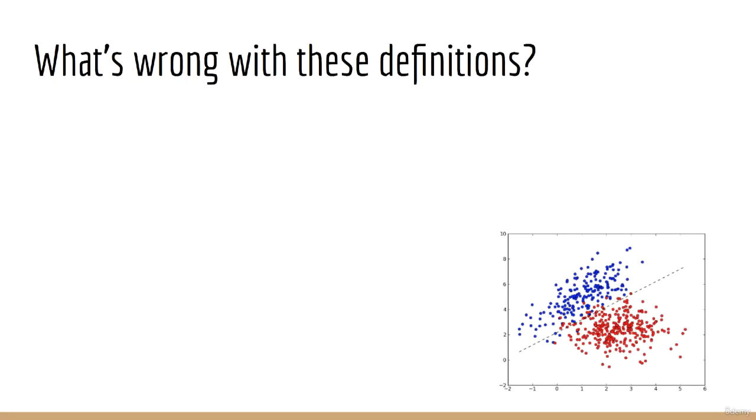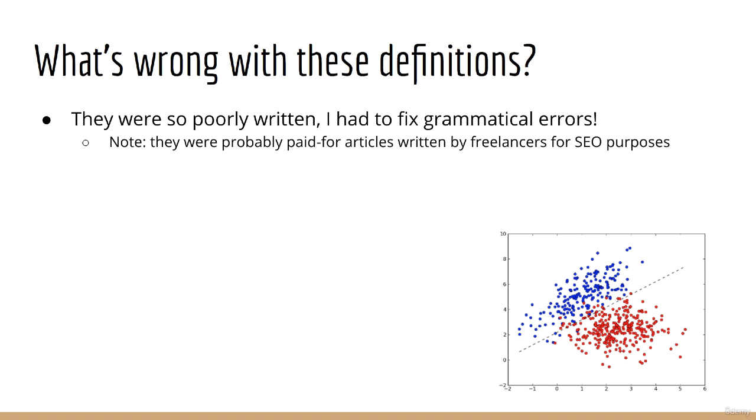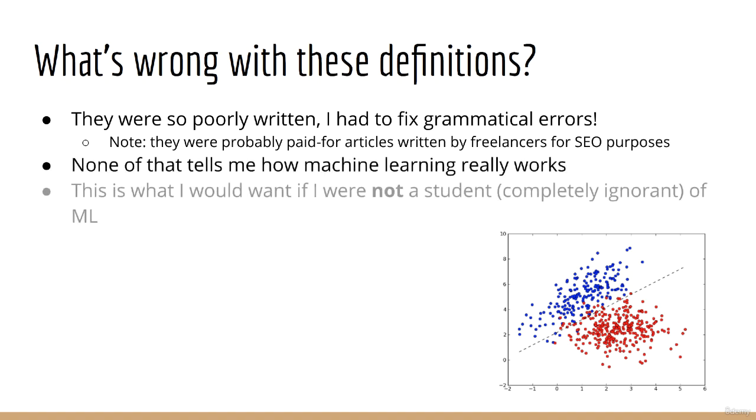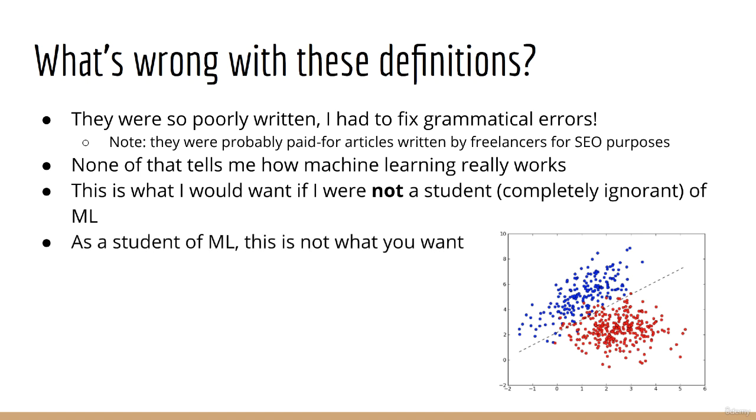In fact, these two definitions were so poorly written, I had to fix them up a little bit due to some obvious grammatical errors. I didn't edit them too heavily since I didn't want to lose the gist of what they were saying, but you can tell that these were not written by people who actually know about machine learning. None of this tells me how machine learning actually works. This is what I would expect if I were not a student of machine learning. In other words, just a layman. And I wanted to know about how someone completely ignorant of machine learning would view it at a high level. In other words, as students of machine learning, this is not really how you want to think of what we are doing. So starting now, you are no longer just a layman, you are a machine learning student.